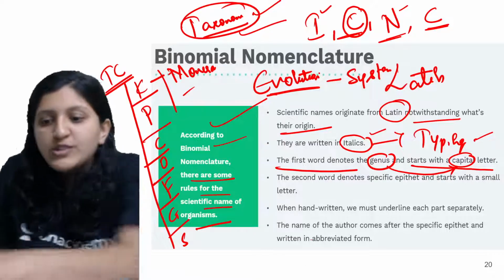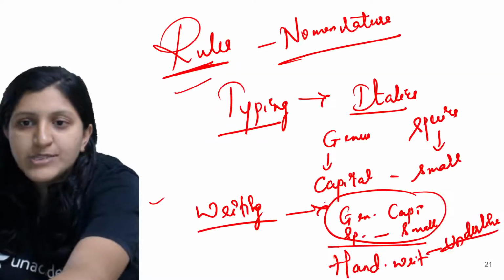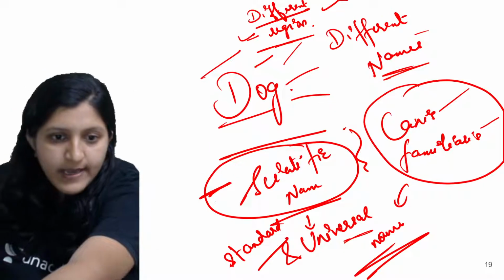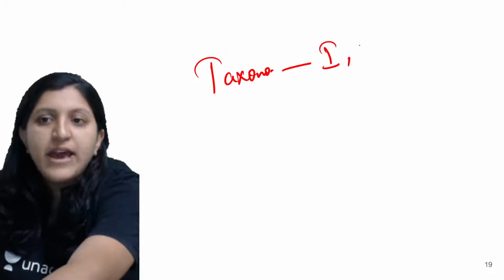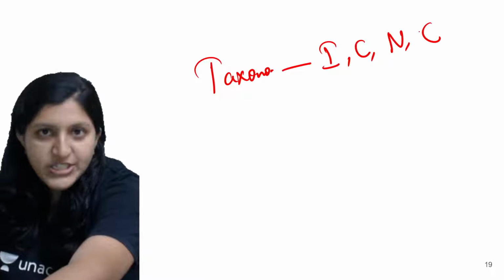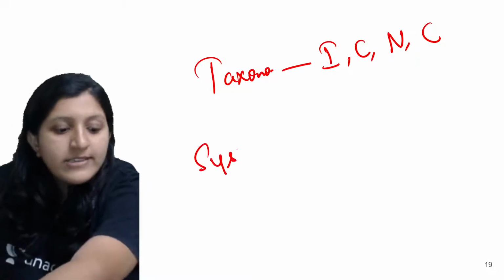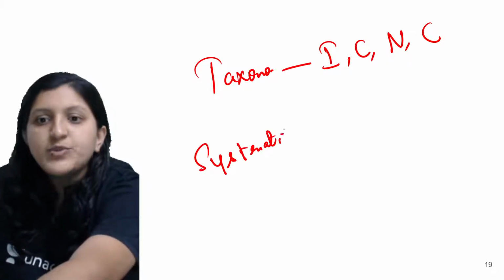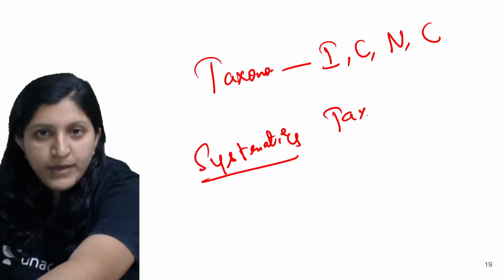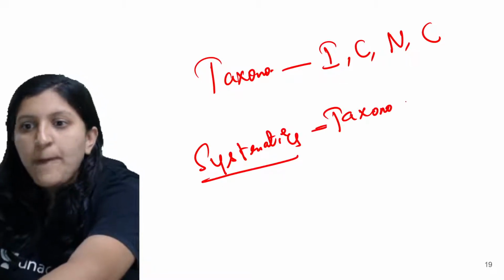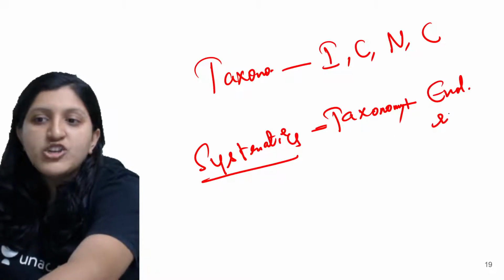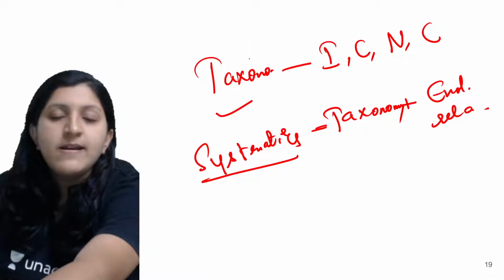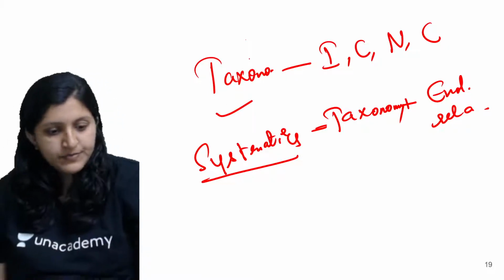Okay, so taxonomy, when we mention it, one second, I'll just write it here. So taxonomy is basically identifying, characterizing, naming, and classification is included. Systematics, when we mention it, will include taxonomy. So taxonomy plus evolutionary relationship is also considered. So that is systematics. All right.